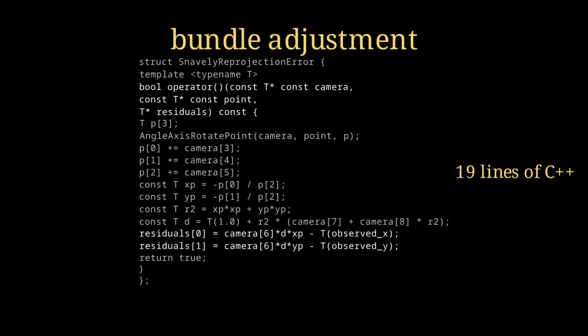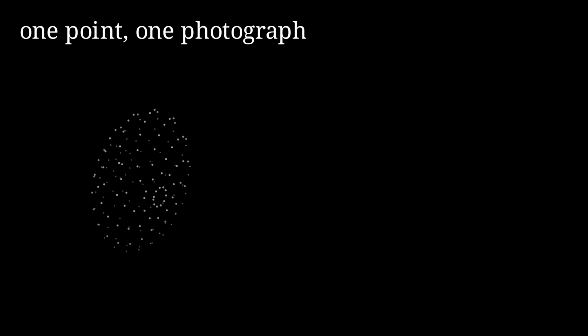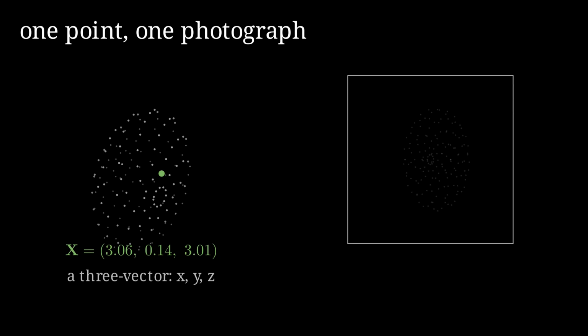Here is the one number those 20 lines exist to produce. This corner of the roof is somewhere real in space. 3 numbers, X, Y, and Z. Call it X, a 3 vector. A feature detector found that same corner in this photograph and said pixel 441, 309. 2 numbers, U across, V down. A 2 vector. That's the observation.